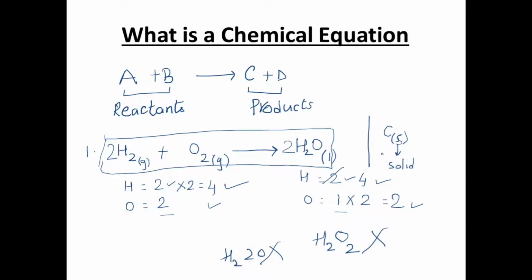We shall do a few more examples to make you understand the concept. Another reaction if we take, sodium is a metal, S. That means it's in the solid state. It reacts with chlorine. Chlorine is in the gaseous state, G means gaseous state, and becomes NaCl, sodium chloride, the salt which we all eat.